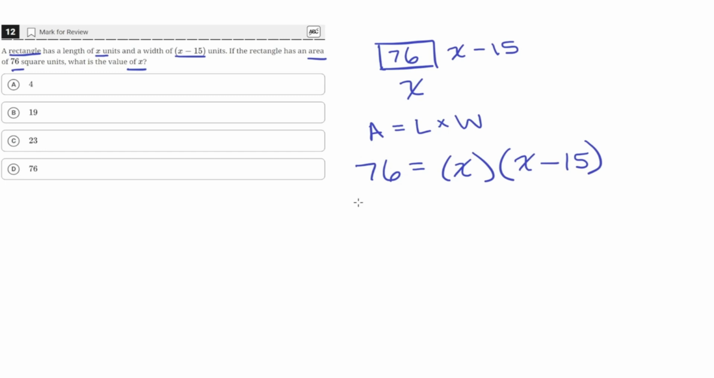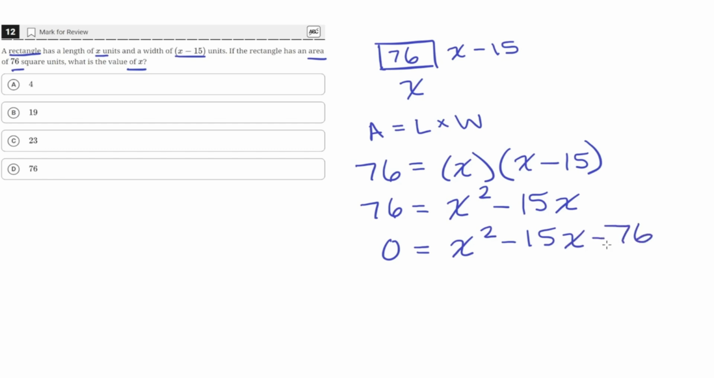So this is the formula for the area of our rectangle. We can use this formula to solve for x, which is what the question is asking us for. So 76 is equal to, we can distribute out this x to get x squared minus 15x, and then we can subtract 76 from both sides to get 0 equals x squared minus 15x minus 76.